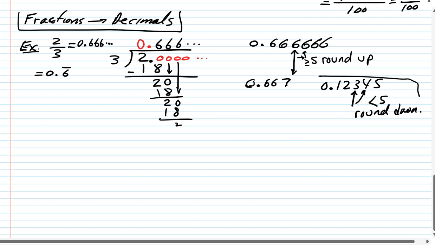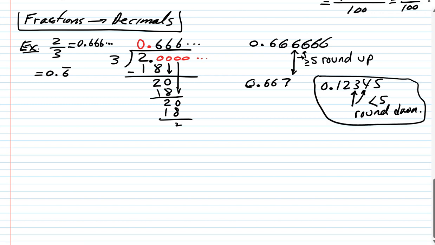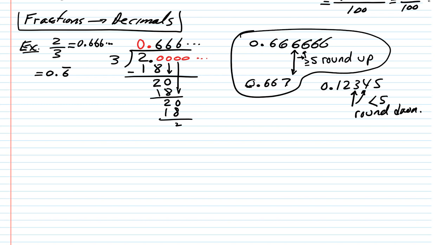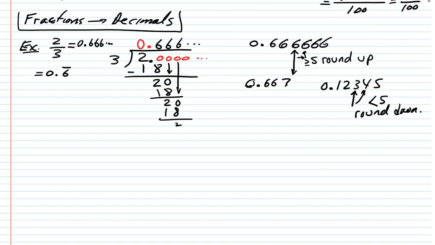This number is closer to 0.123 than it is to 0.124. And that is why we round up. The number we see up here, 0.6666 and so on, endless trails of sixes, is closer to 0.667 than it is to 0.666. So we round it up. Okay. And there we have conversion of fractions to decimals.